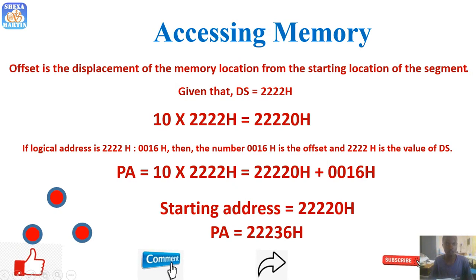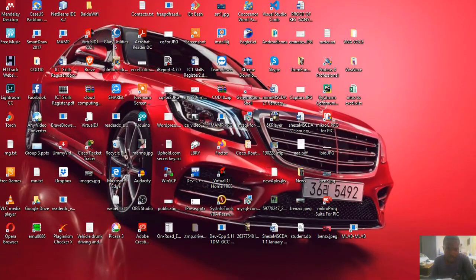So the formula to calculate physical address is 10 times data segment, or 10 times segment register, plus offset. So this one is that one plus that one. So I think it's wrongly written here.